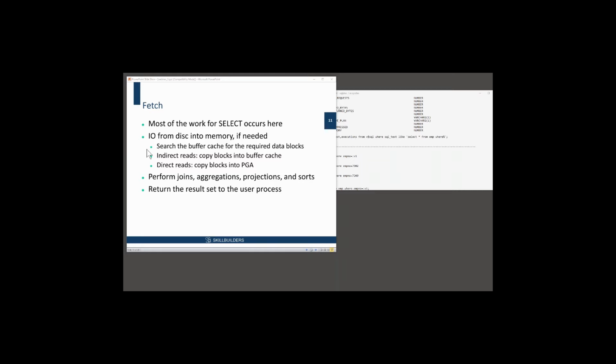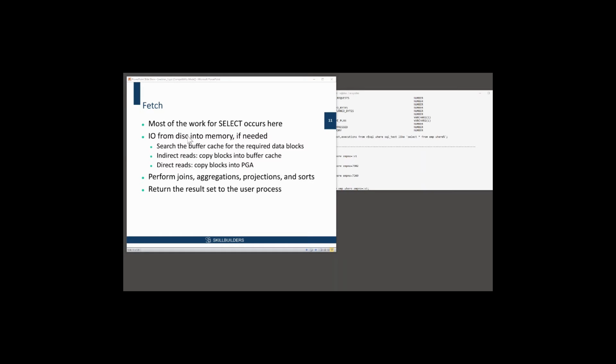Indirect read, Oracle copies blocks of data from disk into buffer cache, and then you transfer the projected rows of your selected columns into PGA. Direct read, Oracle copies blocks of data directly into your PGA. Indirect read and direct read both have advantages and disadvantages, depending on the nature of the SQL, the nature of the application, the nature of the code that your users are running. So fetch, almost certainly I/O from disk, almost certainly from memory.